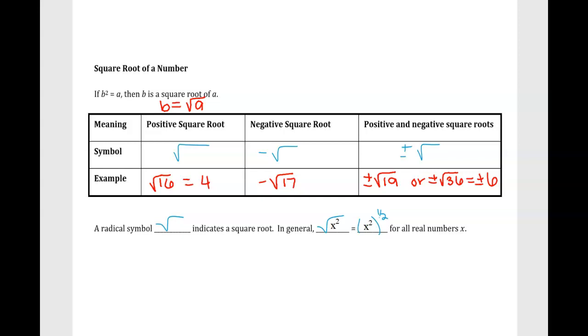The radical symbol indicates a square root. So we can say that the square root of x squared is really like x squared to the 1/2 power. And that's why a square root of something squared becomes the absolute value of that something. So again, all square roots are inherently positive unless there is a negative in front.